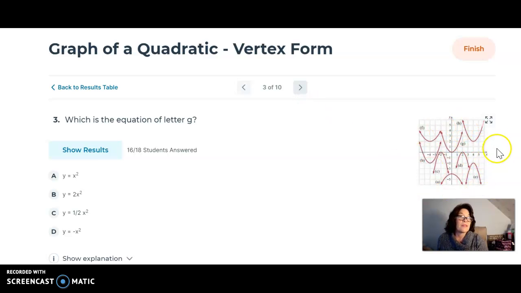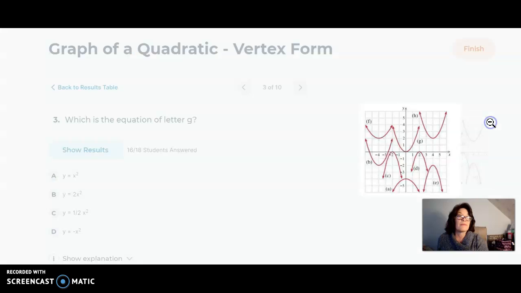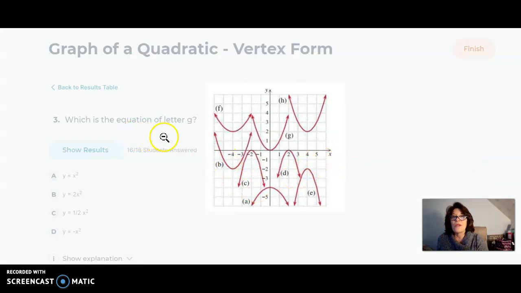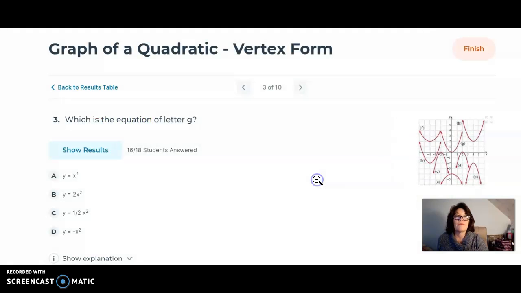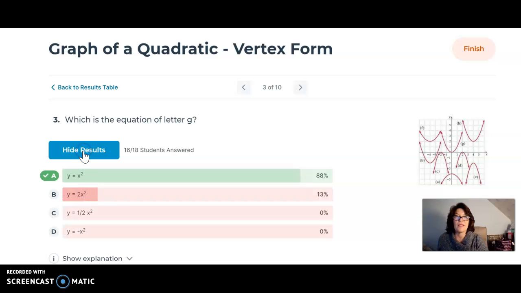The next one, number 3. Let me blow this up a little bit so you can see it. Which is the equation of letter G? Well, letter G is just our basic y equals x squared, isn't it? 1, 1, 2, 4. Looks like it would be on there. It's just y equals x squared. Let's see how we did. 88% of you got it right there too.